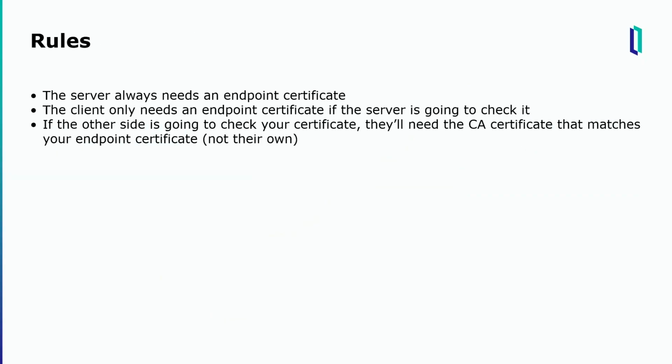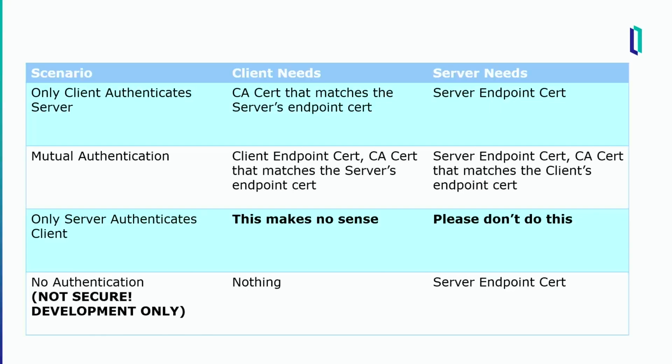Again, we don't have time to walk through the certificates exchanged in the handshake for all of the other scenarios, but here are the general rules. The server always needs an endpoint certificate. The client only needs an endpoint certificate if the server is going to check it. And if the other side is going to check your certificate, they'll need the CA certificate that matches your endpoint certificate, not their own, which you'd be surprised how often people get wrong. Here's a chart with all of the scenarios.